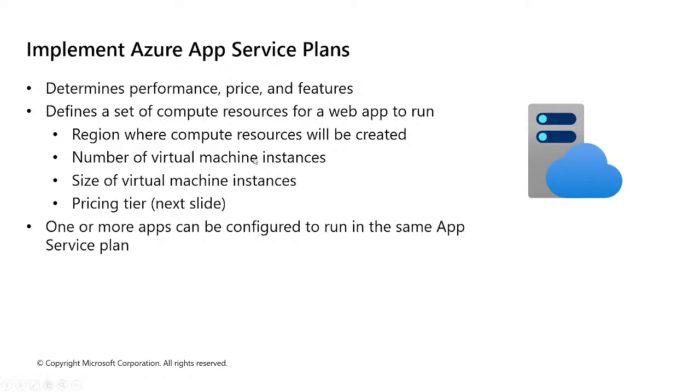And you can also determine what compute resource your web application runs on, the region where you want it to run, and the number of virtual machine instances. Like I said, the underlying resource or service is still going to be the virtual machine. Then the pricing tier, which is what we're going to be looking at. Then we can have one or more apps configured within the same service plan.